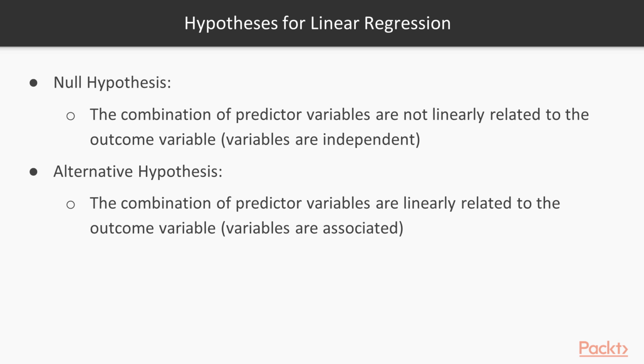Now, the hypotheses for linear regression, because it is a statistical model, it's going to have a null hypothesis. And the null hypothesis is that the combination of predictors are not linearly related to the outcome variables. Basically, the variables are independent. They're not at all associated. The alternative hypothesis, or your research hypothesis, is that the combination of predictors are linearly related to the outcome variables, meaning that the variables are associated with each other, that they are dependent on each other. So again, because this is a statistical model, you're going to have hypotheses.